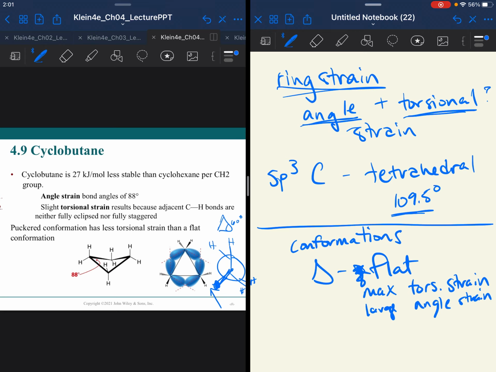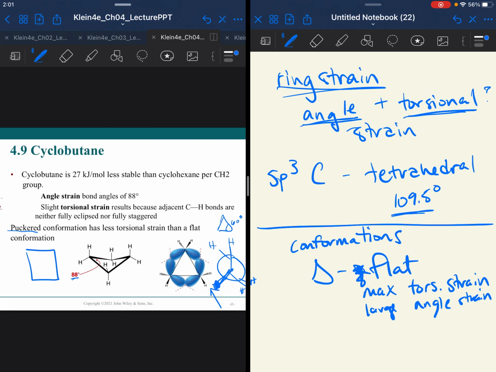But something that can happen as your rings get bigger is they get more flexible. Again, if you have a model kit or you want to play with the one in the lab, this would be a great week to do that. We'll build some of those rings and you can actually feel they're a little bit more flexible. So what happens is, instead of a flat square, you get a little bend, right? They call it the puckered conformation.